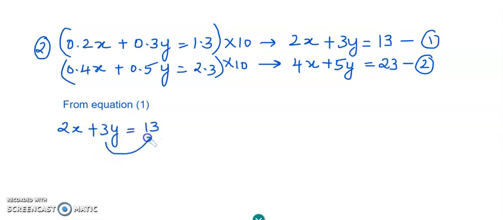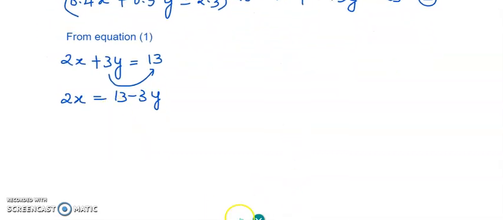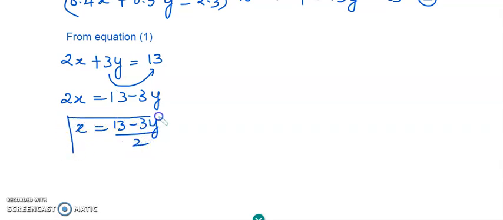So I'm going to shift my 3y to the other side. So it becomes 2x equals 13 minus 3y, right? Now I still have a 2x, not simply x. So I need to shift the 2 also. So that will go down. So my x will be 13 minus 3y divided by 2. So this time it's more like a fraction. That is my equation 3, right?